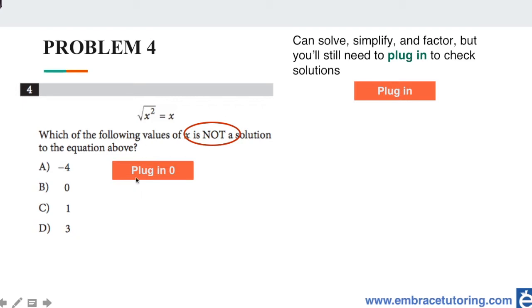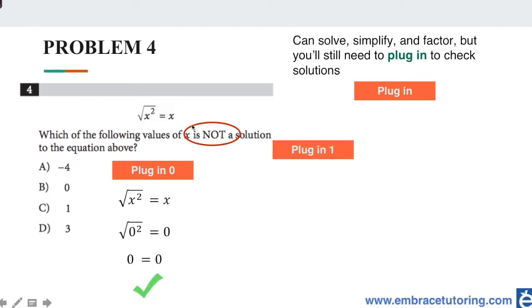And I'm going to plug in first 0 because it's generally the easiest. When I plug in 0 to my radical x squared equals x, I get 0 squared under the radical equals 0. I'll then get 0 equals 0. So this does work. So this is a possible solution, making this not a possible answer choice, right? Because I'm looking for which of the following is not a solution to the equation above. So 0 is a possible solution. So B will not work.